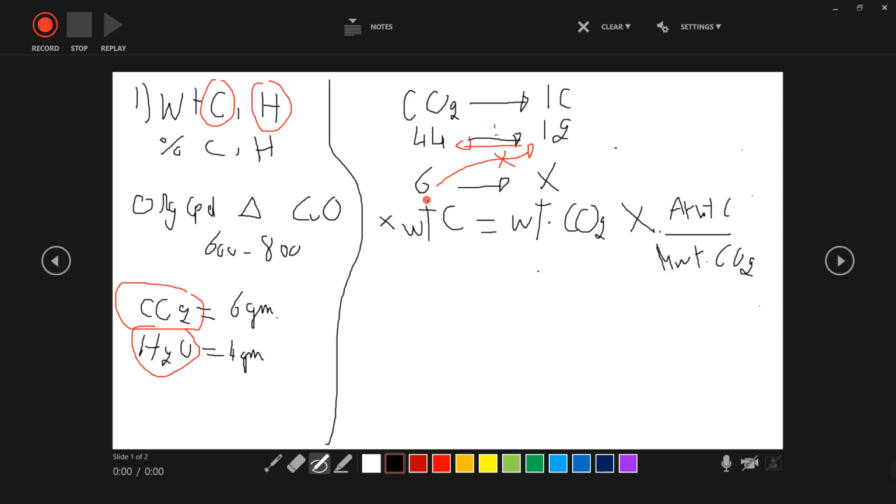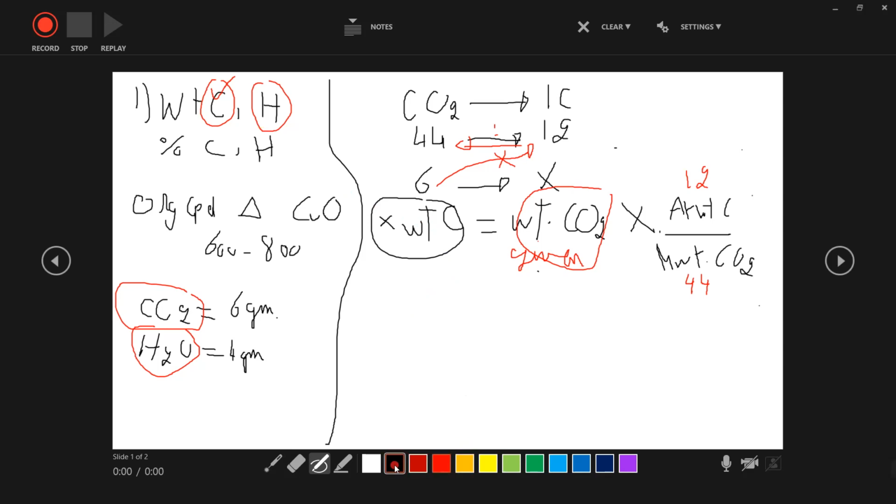In order to find the weight of carbon, very important equations that should be studied. And the weight of carbon dioxide will be given in the exam, will be given in the question. Okay, you don't have to calculate it. Atomic weight of carbon, it should be studied, it is 12. Molecular weight of carbon dioxide, very easy to calculate, it is 44. By this equation, we can find the weight of carbon.